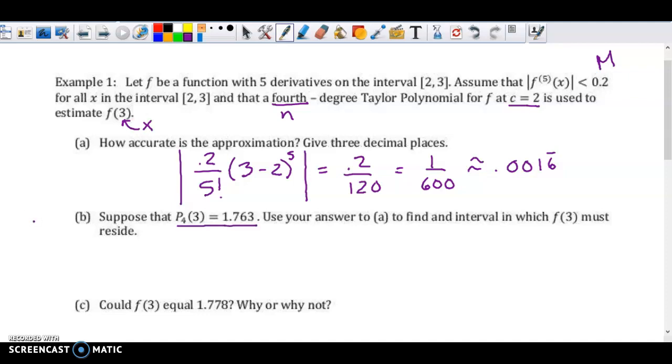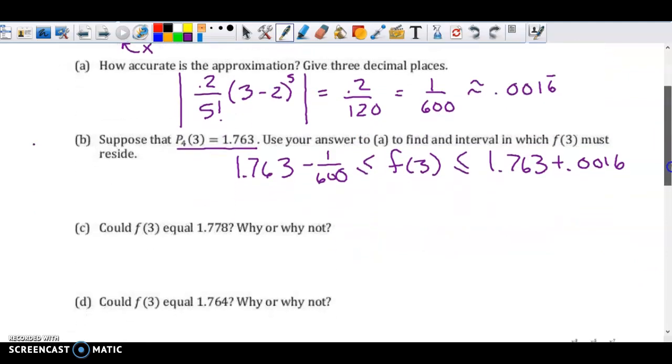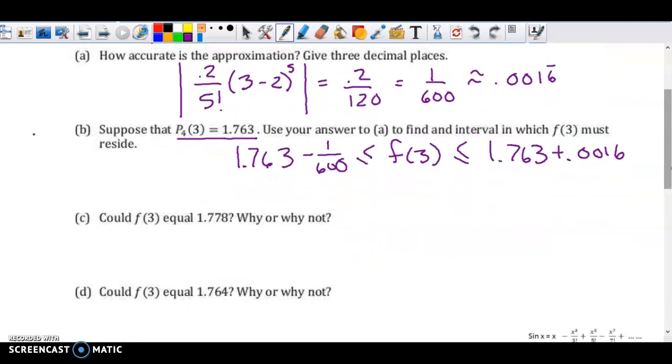So for this one, what we're going to do, this is going to be a lot like when we calculate our error for alternating series, is we're going to take this value and we're going to subtract our error from it. And we're going to add our error to it to create a boundary for what f of 3's value actually is. So the next two questions are pretty simple because they just want to know if f of 3 could be this or that, or why or why not.